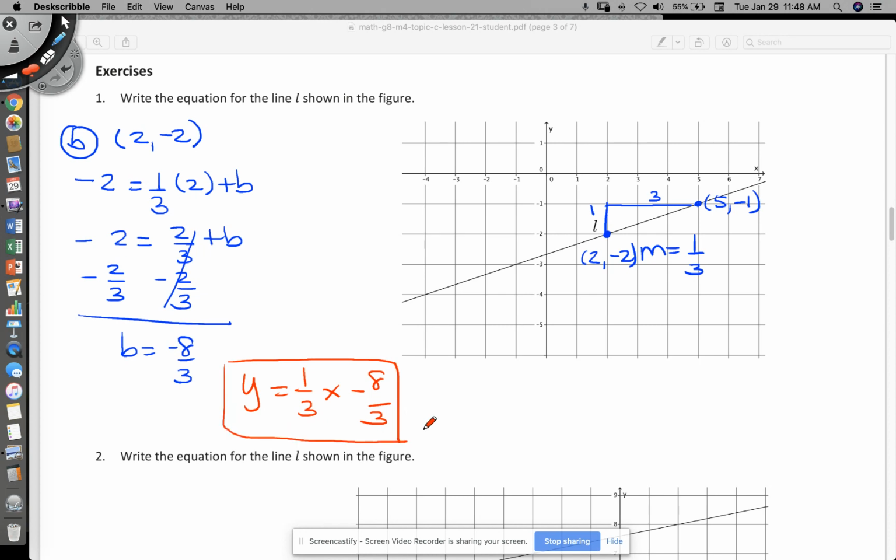All right, so the next problems you are responsible for, that is 2, 3, and 4. So that concludes this tutorial.